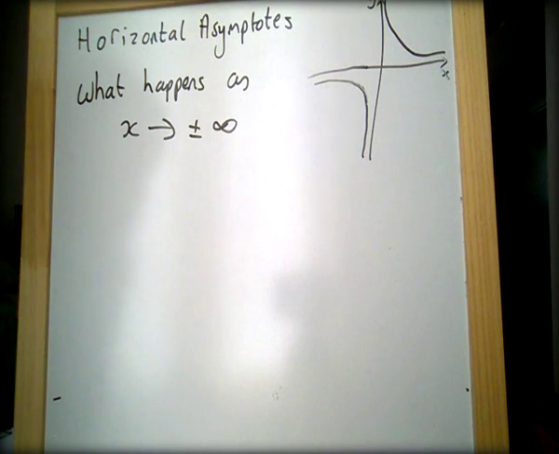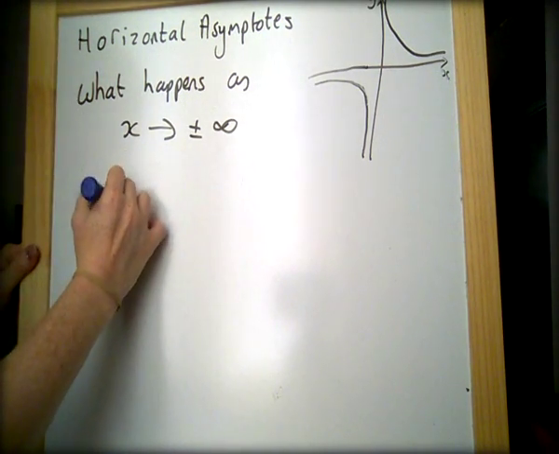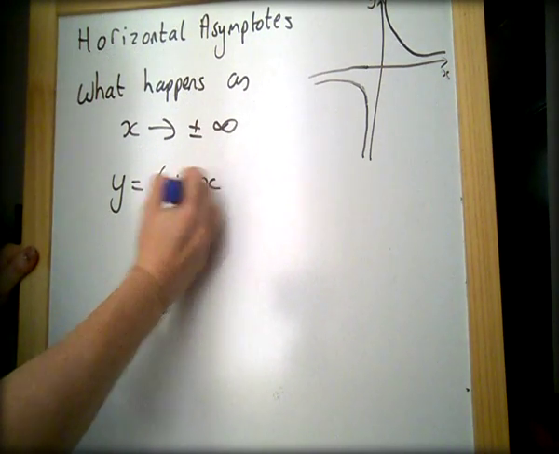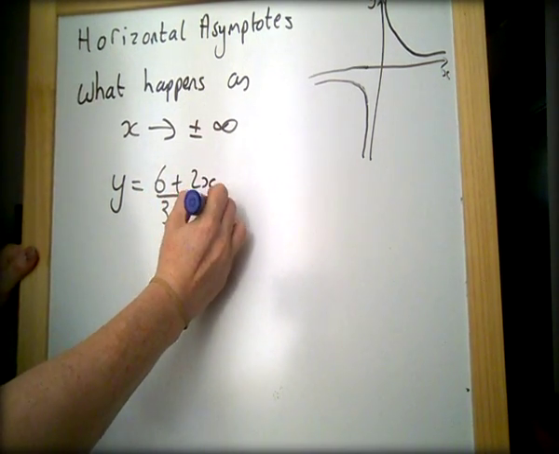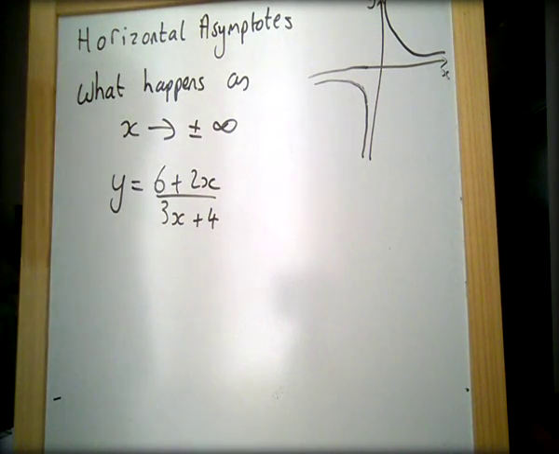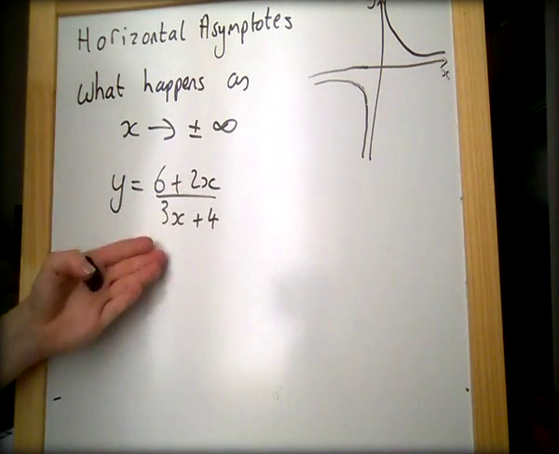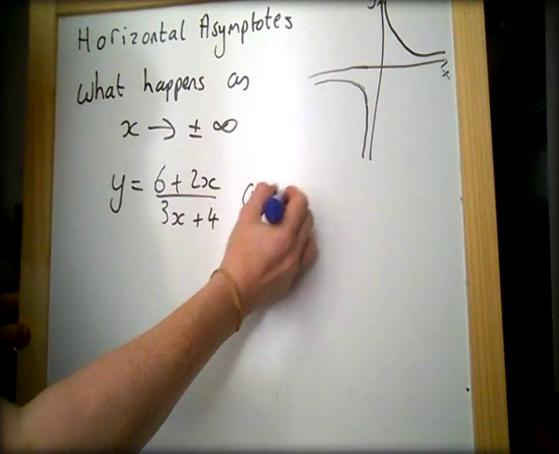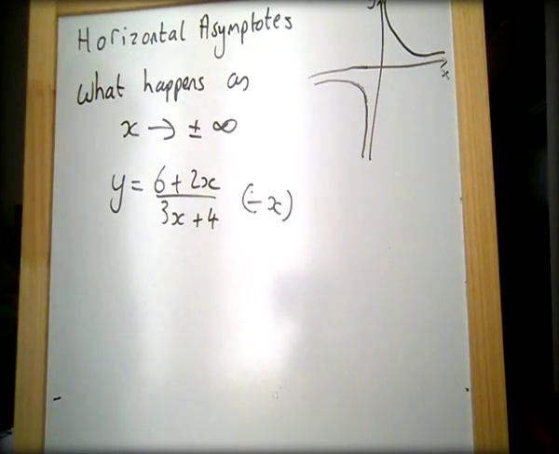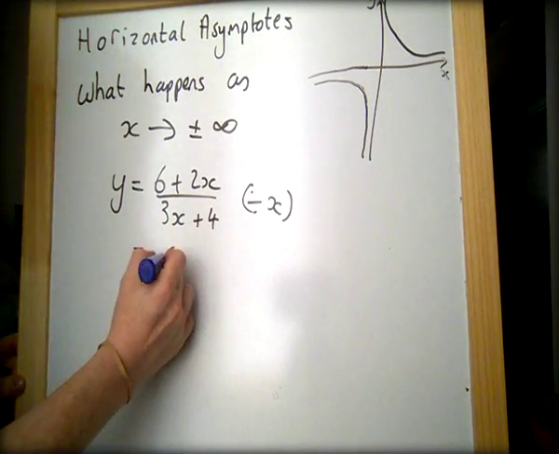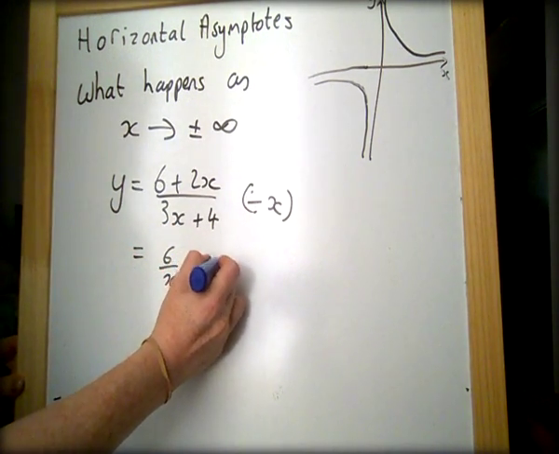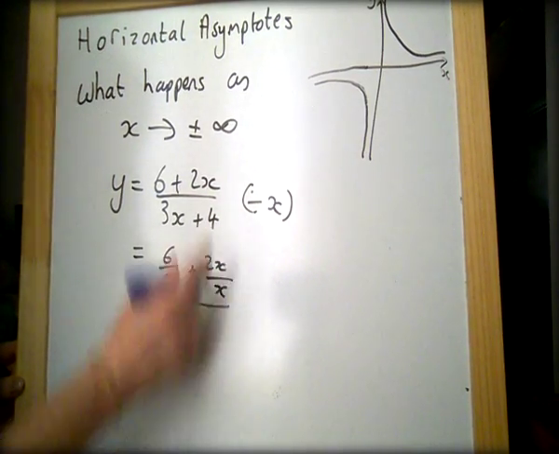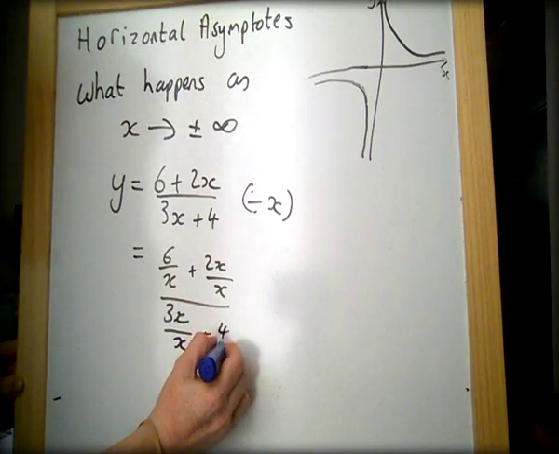The best way to show you the method, I think, is with an example. So we're going to find the horizontal asymptotes for the graph y equals 6 plus 2x all over 3x plus 4. Okay, the method that we use is we look for the highest power of x involved in our equation. We're going to divide each term by that. So it's a single x to the power 1. Okay, so if I divide each term by x, we can then look at each term individually and see what happens in this scenario.